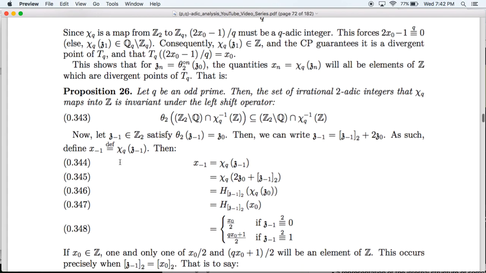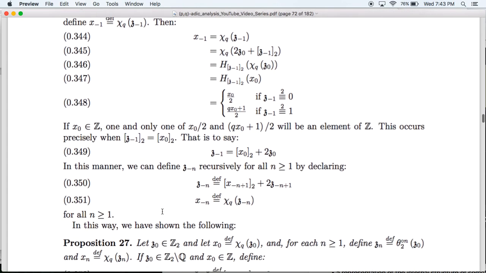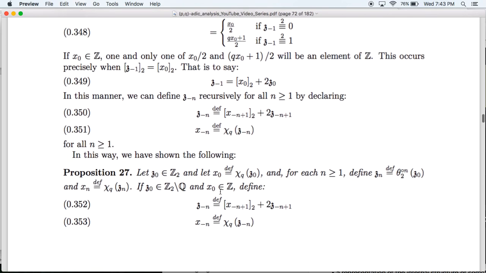Going through the motions, we then get that x negative 1 is this, and if x0 is in Z, one and only one of these two branches can be an integer, in that this occurs precisely when the value of z negative 1 mod 2 is the same thing as the value of x0 mod 2. So then we go about this procedure recursively, and then we end up with the following.